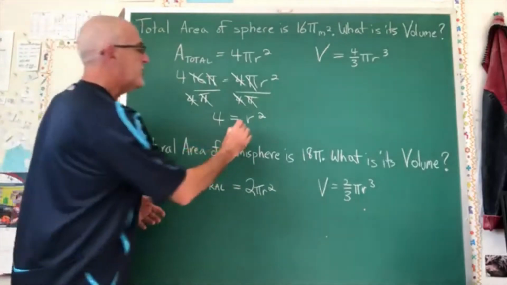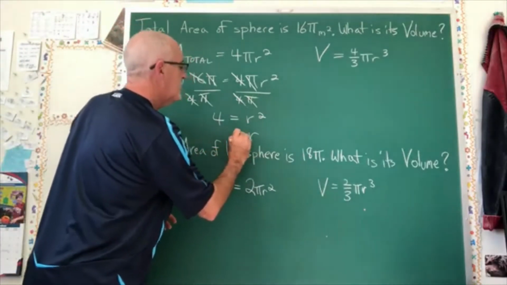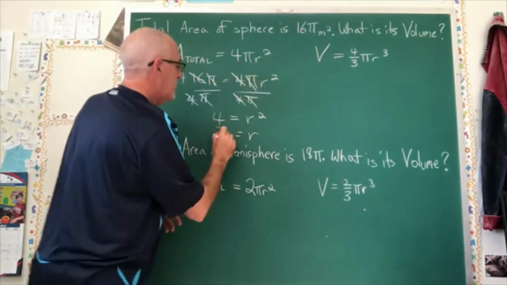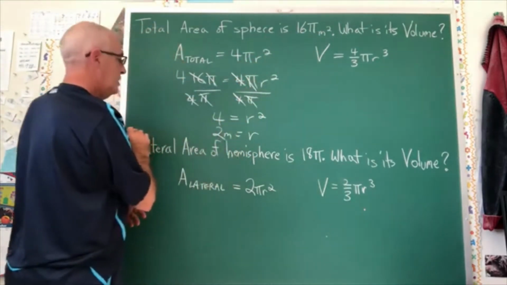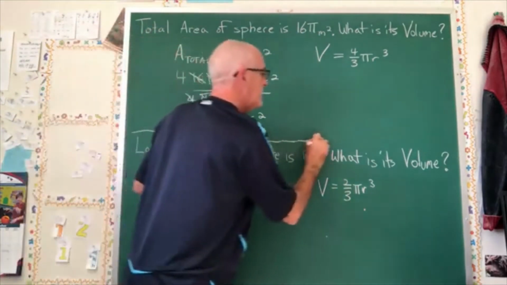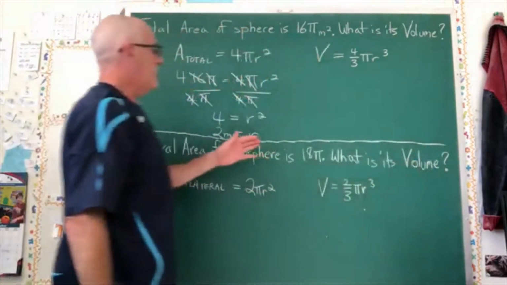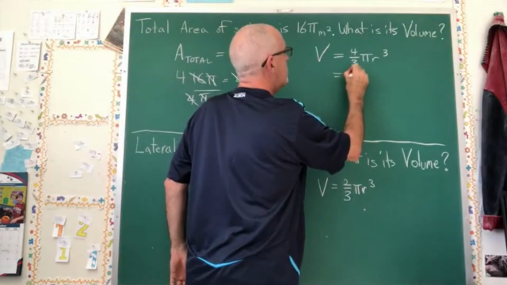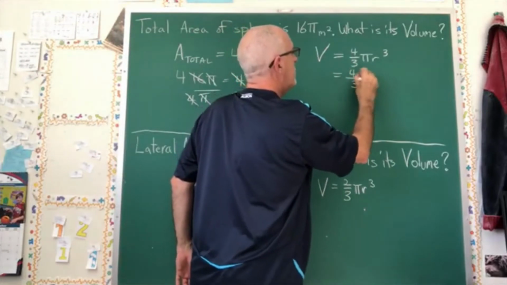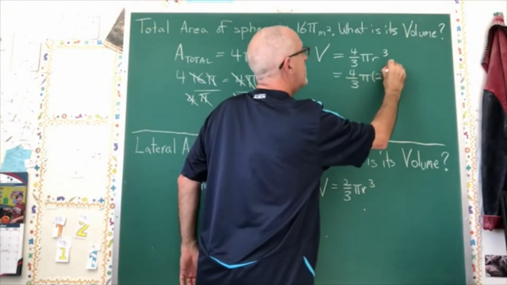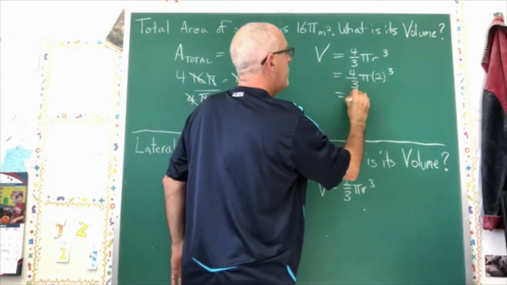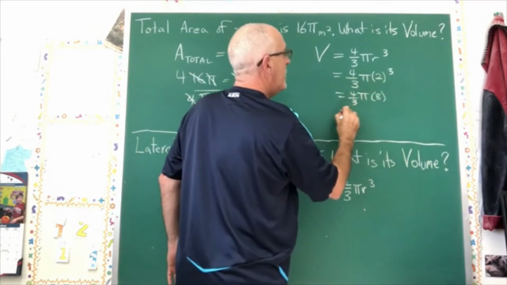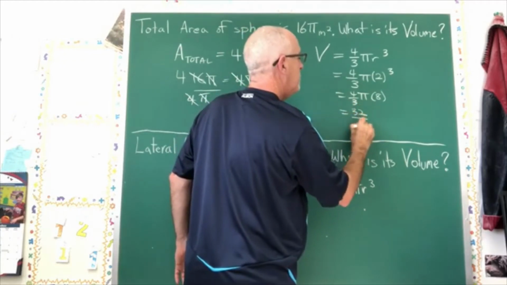So we're nearly finished. We square root both sides and r is equal to the square root of 4, which is 2. It was meters squared, so that will be 2 meters. I'll draw a line here to separate my two problems. Now we can use that r in this formula. The volume is going to be equal to 4/3 times pi times 2 cubed, which is 4/3 times pi times 8. We have 32/3 pi.